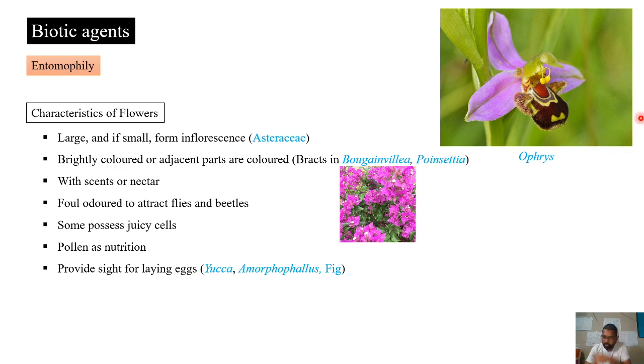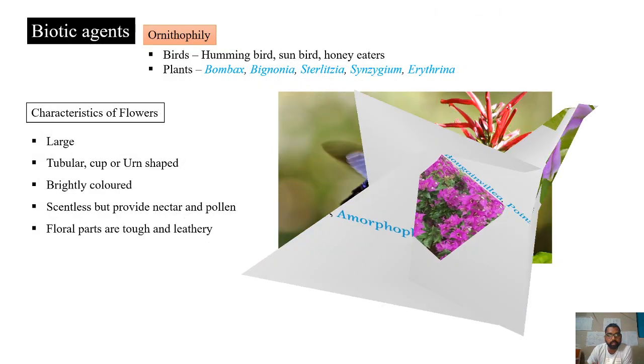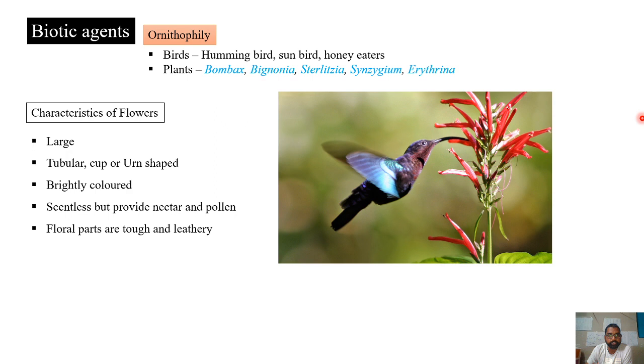Now coming to the next kind of pollination, that is ornithophily, where the birds will help in the pollination. So here hummingbirds, maybe sunbirds or honey eaters, or maybe different other birds can help in the pollination. The one which you see in this figure is actually a hummingbird sucking some nectar here. The plants can be Bombax or maybe Bignonia, Strelitzia, Syncytium, or Erythrina. In all these plants, you can see the ornithophily.